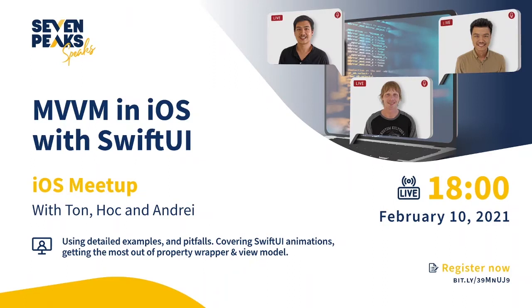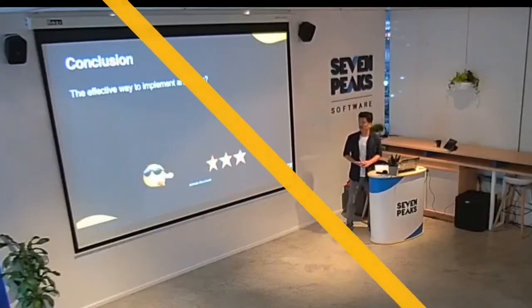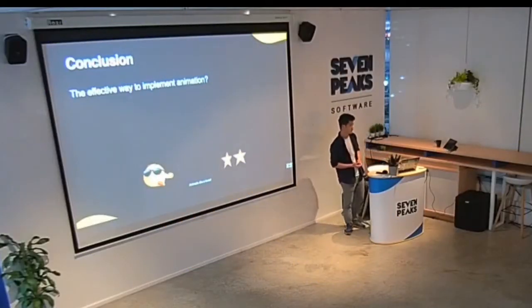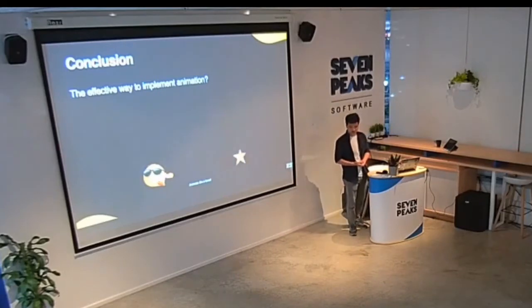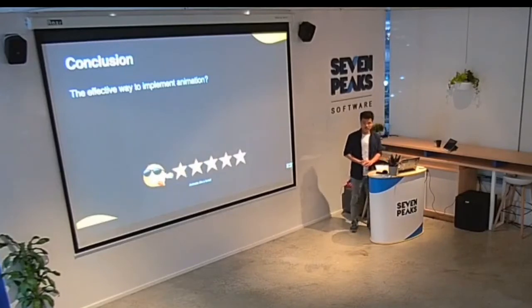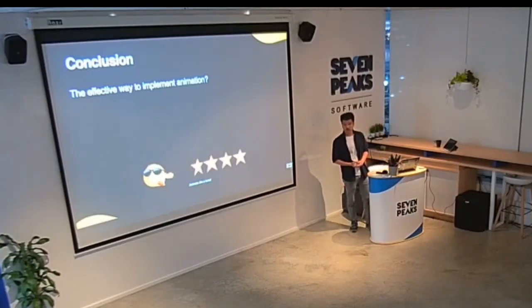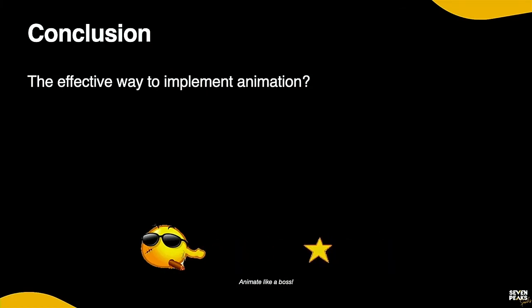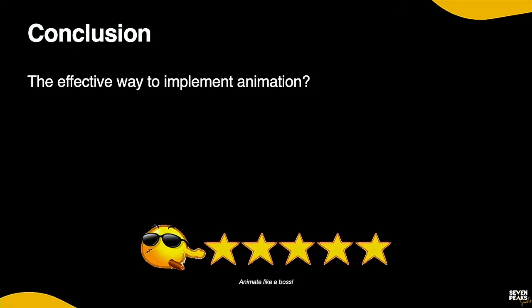So in conclusion, what is the effective way to implement animation in SwiftUI? From my point of view, first, we need to use as much as possible what we have in SwiftUI that is ready to use or functional. So for example, if you want to do the frame modifier, we can use the frame modifier, or we can use the translation, the viewing translation, or we can even use the 3D rotation. Think about it first.